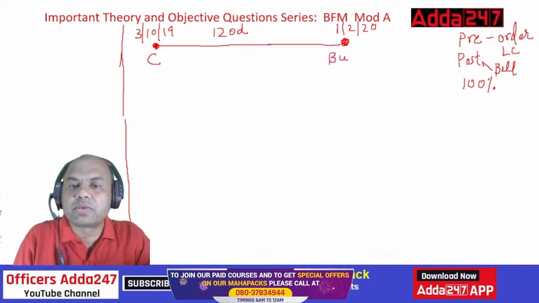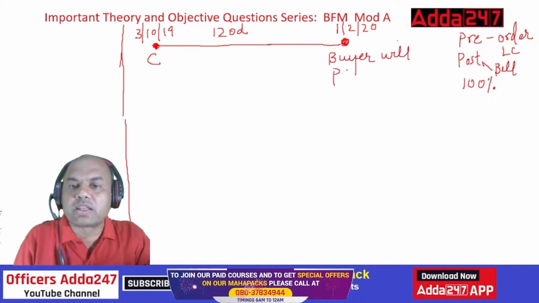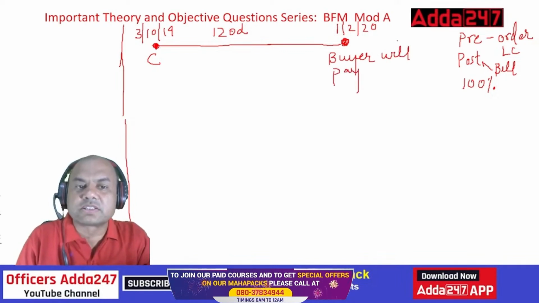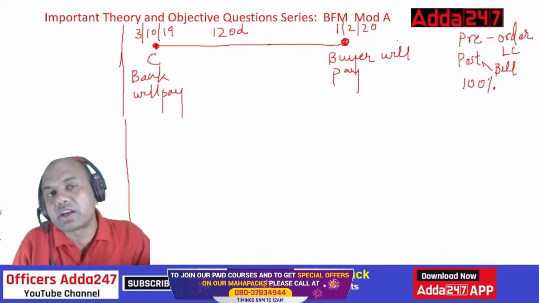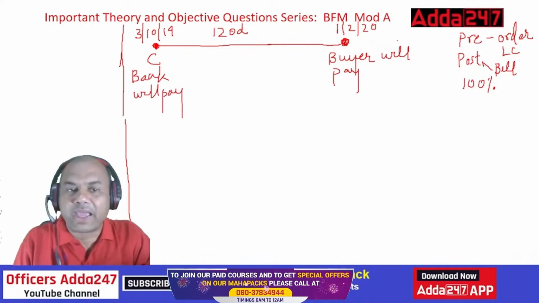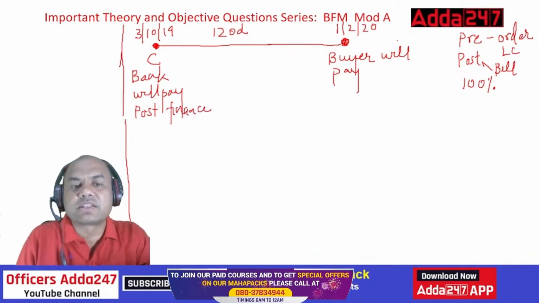Remember what I mean by this: the buyer will pay. And on the earlier date, this customer has come to you. So this date, the bank will pay. The bank is paying the post-shipment finance. So up to what date should the bank pay? The bank is giving a finance, post-shipment finance, right?